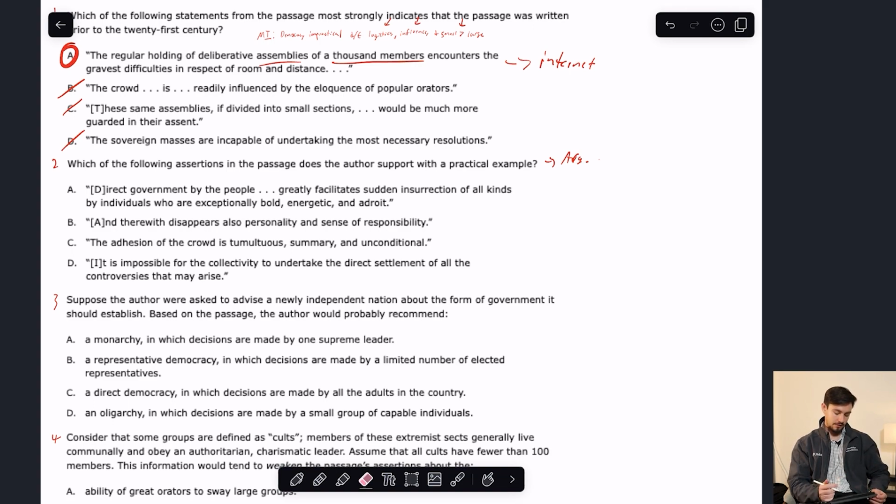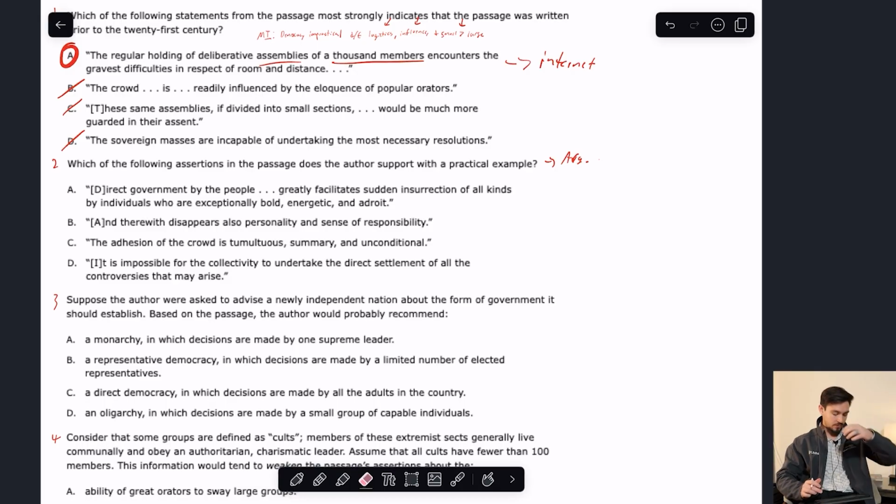D says the sovereign masses are incapable of undertaking the most necessary resolutions. That is still going to be true, right? Like, you still get a large group of people, they're not going to agree, they're not going to make a decision. So the correct answer is going to be answer choice A, because we have the internet and phones and stuff.